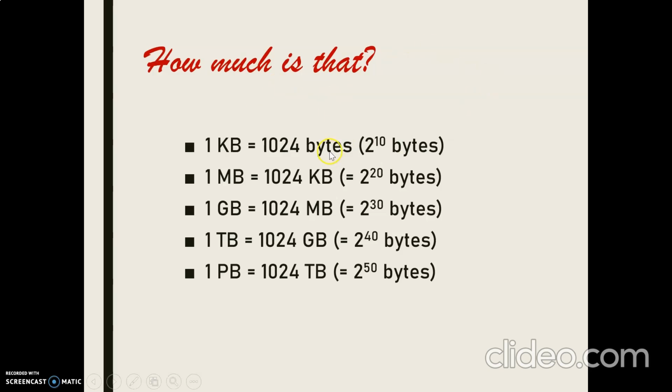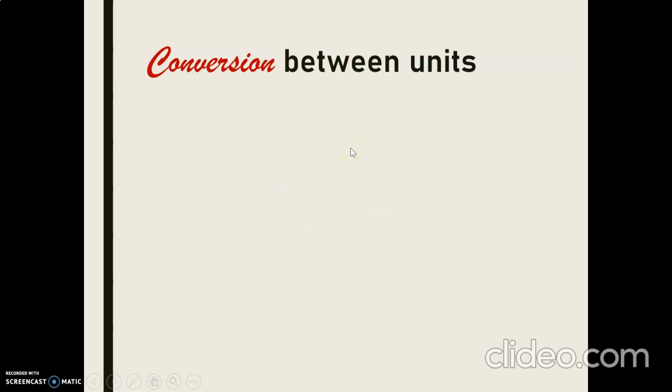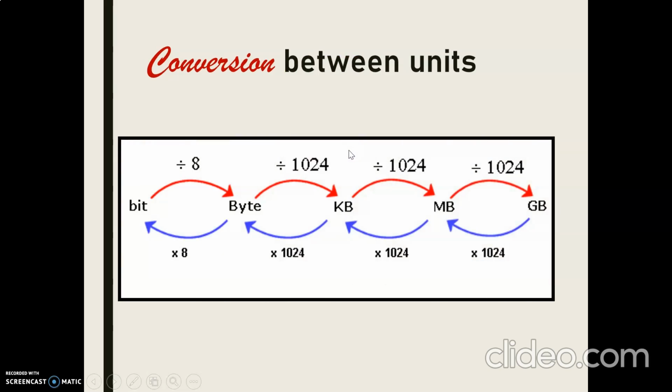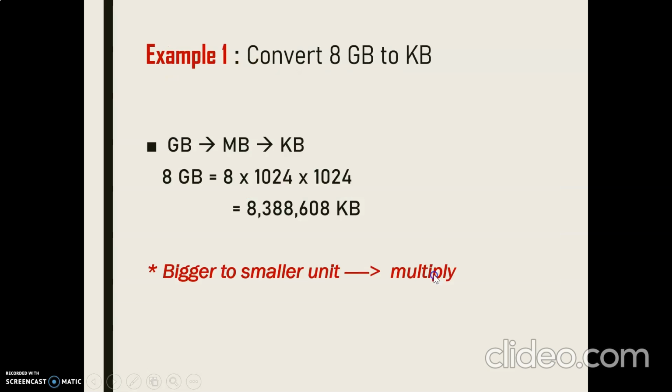If you are given, for example, 2 gigabyte, how many bytes is that? To convert between those units, if we work from a small unit to a big unit, we have to divide by the units. And if we work from a big unit, from gigabyte to megabyte and so on, we are going to multiply. Maybe this example will make it clearer.